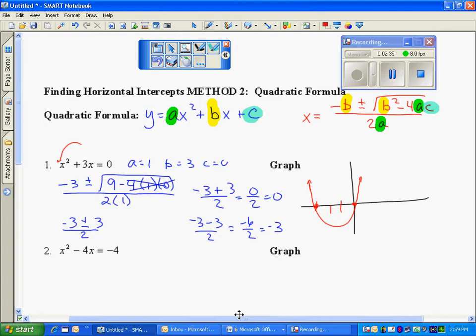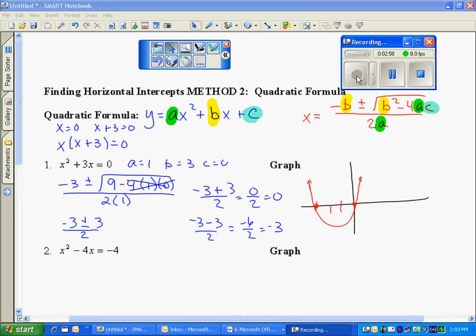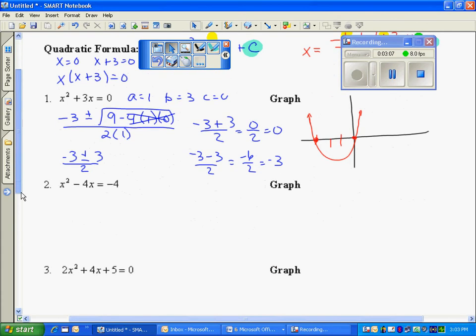Now this was method 2. If I would like, I could actually go back and use method 1, factoring. If I look at the two quantities that multiply, it'd be the x and the x plus 3. And using my zero product rule, I see the 0 and the negative 3. We often like to use this recipe called the quadratic formula because not every quadratic will factor or come out to have these nice solutions.